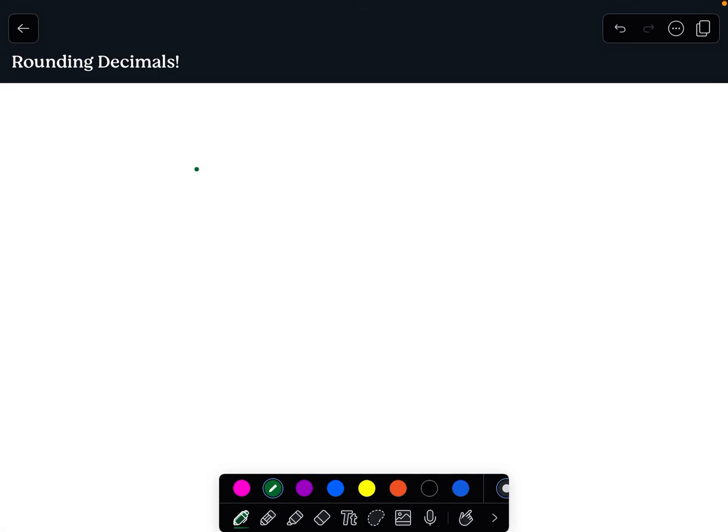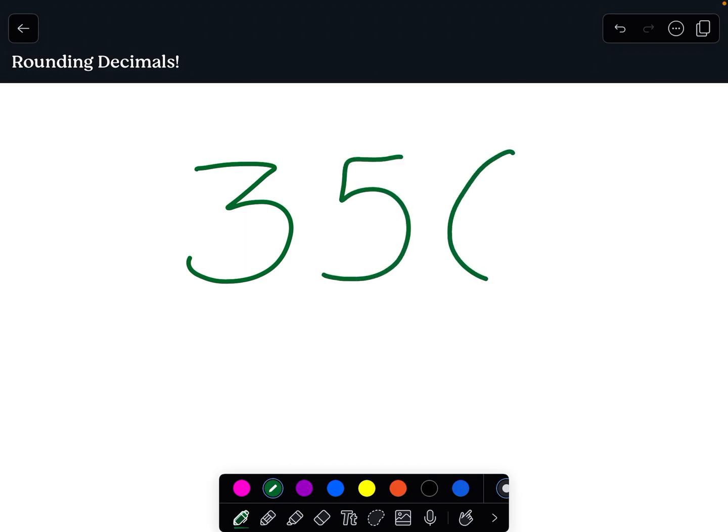Hello, mathematicians. Today we are talking about rounding numbers with decimals. Rounding with decimals. How much fun. Well, this is pretty straightforward, I think, especially if you're already comfortable rounding whole numbers, that is, numbers that don't have decimals or fractions. So let's review that real quick.